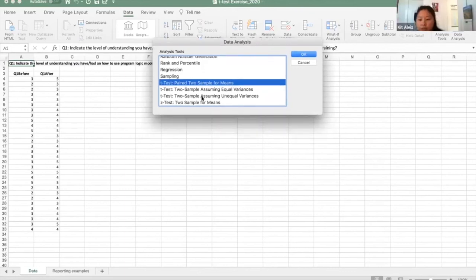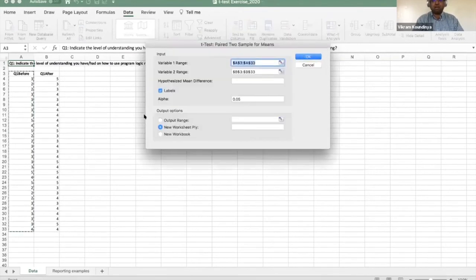Choose t-test: paired two sample for means. So this dialog box will pop up, and then you use the t-test paired two sample for means, pre and post, right? So it's paired dependent samples. So I selected that, and I'll click OK. And the first variable, yeah, please Kit, can you please read out?